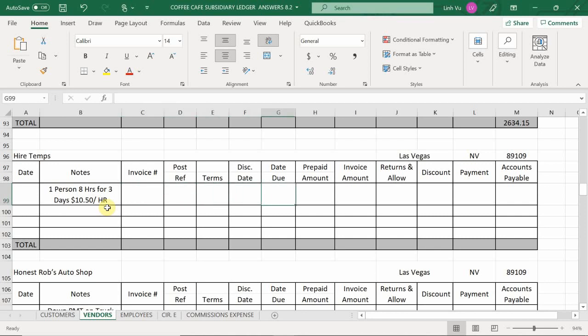Now, again, we don't have an invoice number, but we do have an exact due date, right? When are we going to pay this person? The 21st. We're going to pay them on the 21st of June. So again, when we do actually receive a bill or an invoice on this, at least we have this information that we agreed that we're going to have one person work for the company for 8 hours a day for 3 days for a payment of $10.50 per hour.